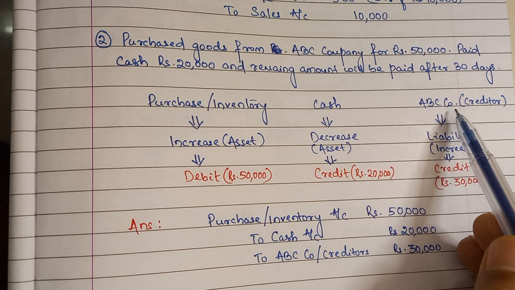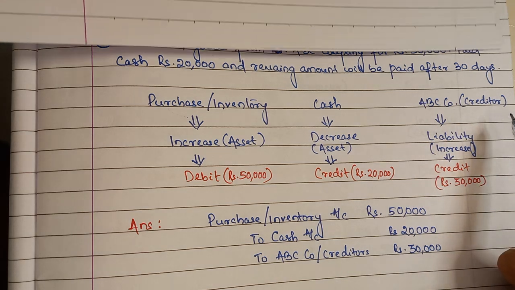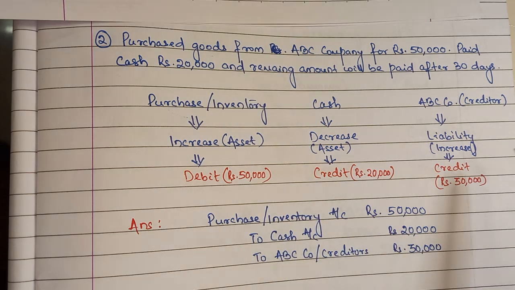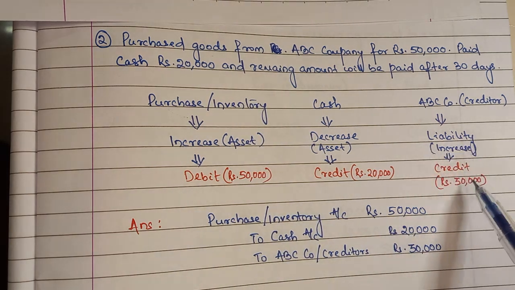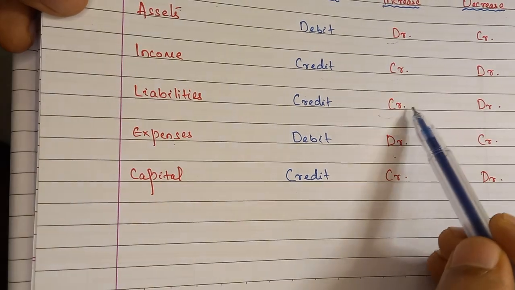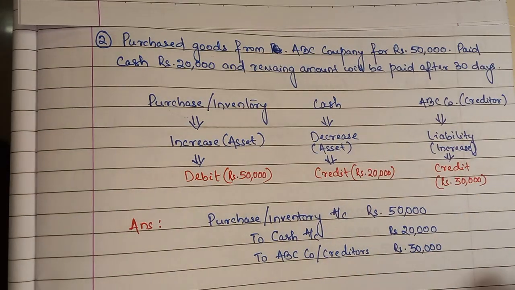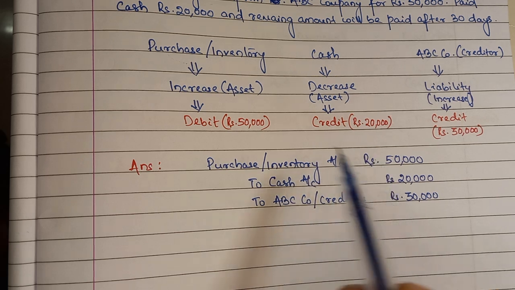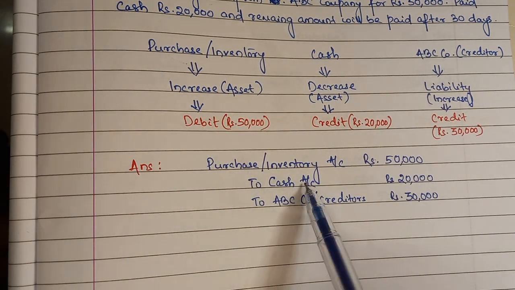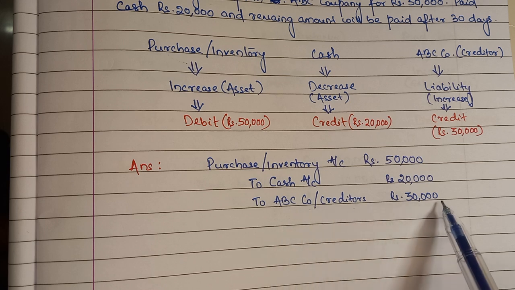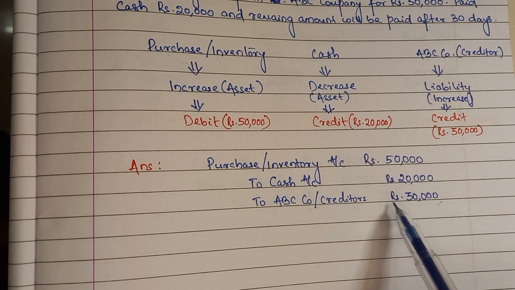And ABC Limited, being a creditor, is a liability for the company, and it is increasing. Correct? Because of this transaction, the liability for the company has increased by 30,000 rupees. And increase in liability is always a credit. Okay, so what is the final accounting entry we're going to post now? Purchase inventory account debited 50,000. To cash, what you paid in cash, 20,000. To ABC Co, creditor, who is the vendor for the company, or you can say increase in liability, 30,000 rupees.